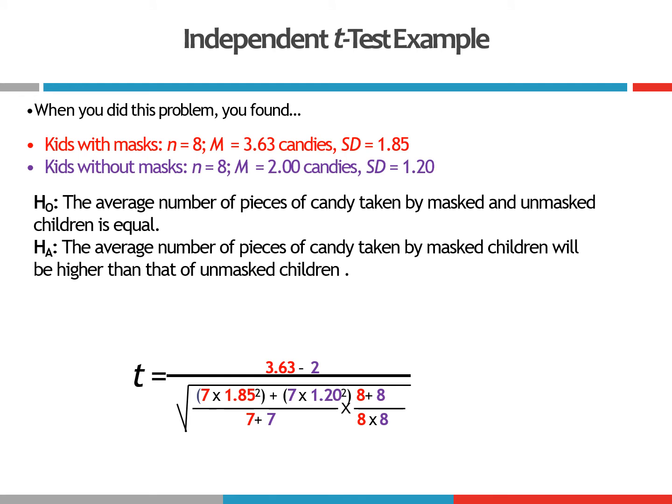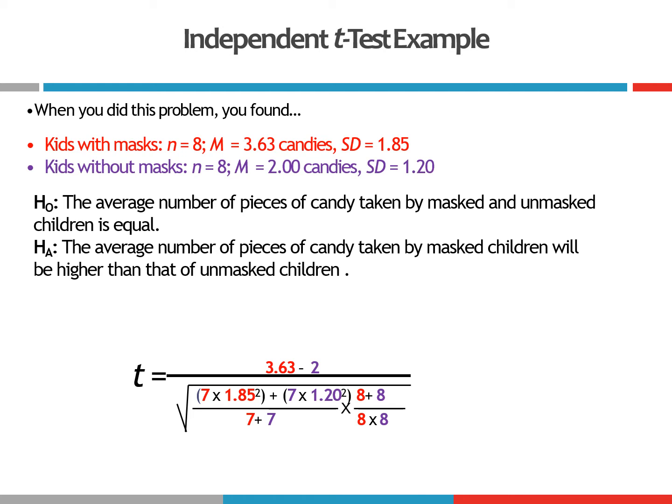Let's go ahead and plug in our values, right? We have 3.63 minus 2 for our observed difference. We have the sample size of group 1 minus 1, which is the degrees of freedom, 7, times the standard deviation of group 1 squared, plus the sample size minus 1, which is 7, times the standard deviation of group 2 squared, over 7 plus 7, which is the degrees of freedom of group 1 plus the degrees of freedom of group 2. Finally, on the right, we have the sample sizes added in the top part of the equation and multiplied in the bottom part. At first blush, this equation looks very intimidating, but it's actually quite simple once you know what the notation in the equation corresponds to.